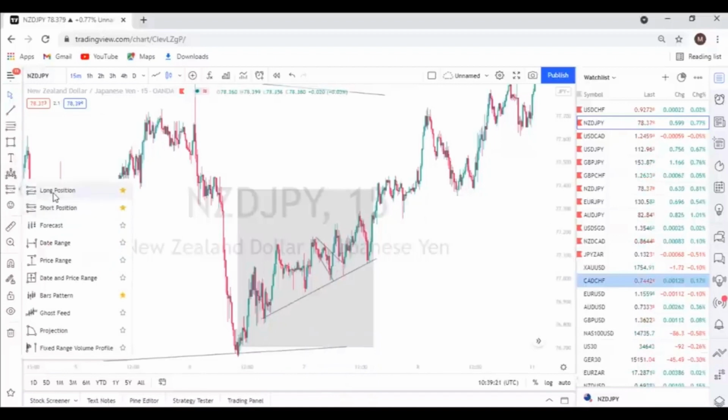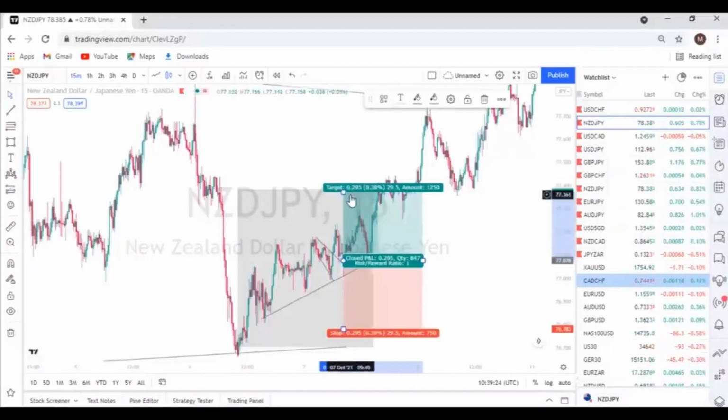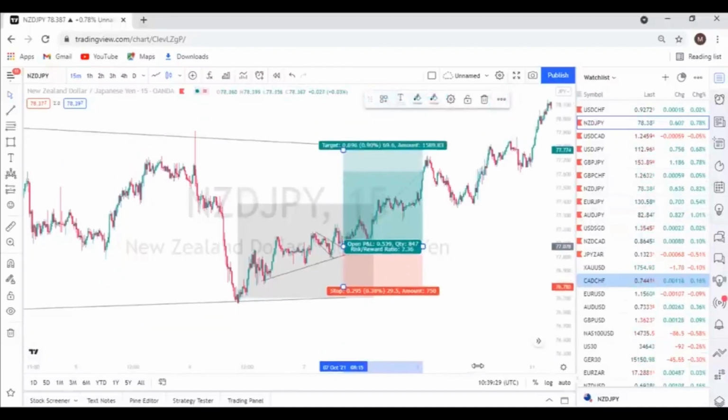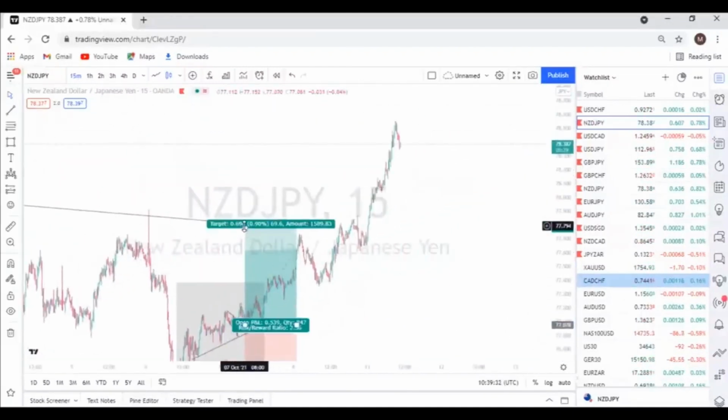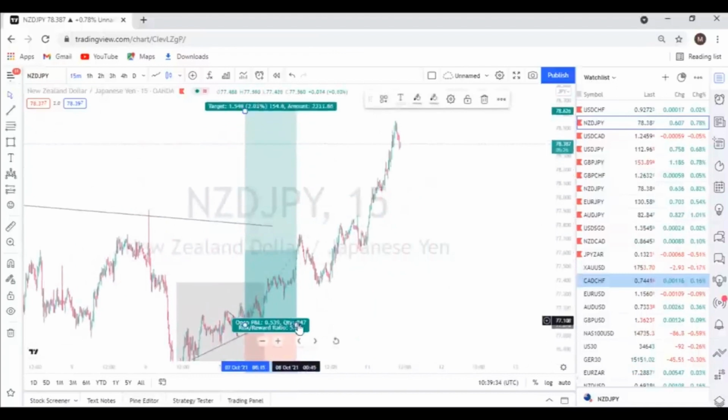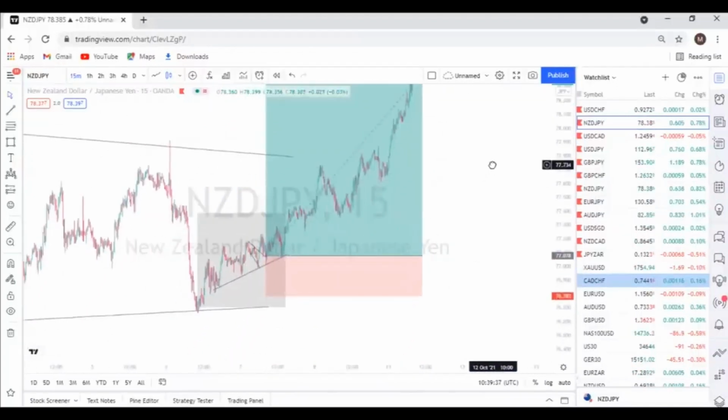And there was enough confirmation for me to go long from this point. And as you can see, it really went a long way, right? And I've been holding this trade since last week, and today's just Monday.